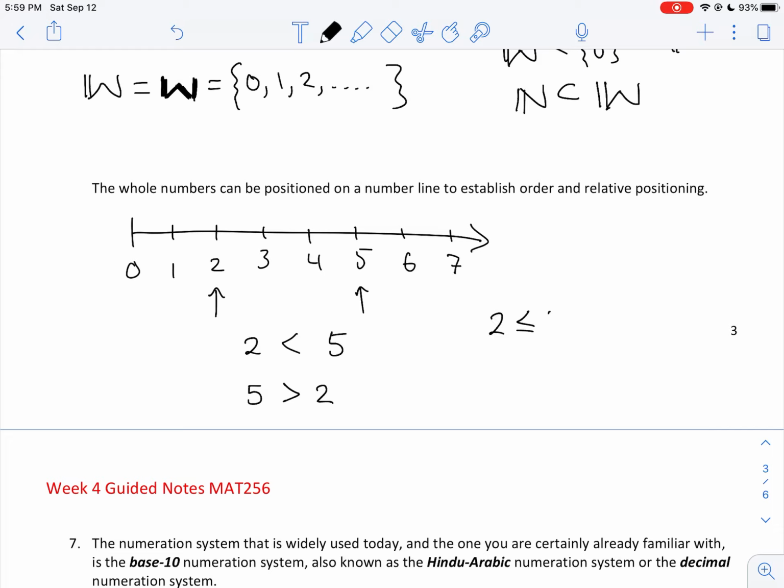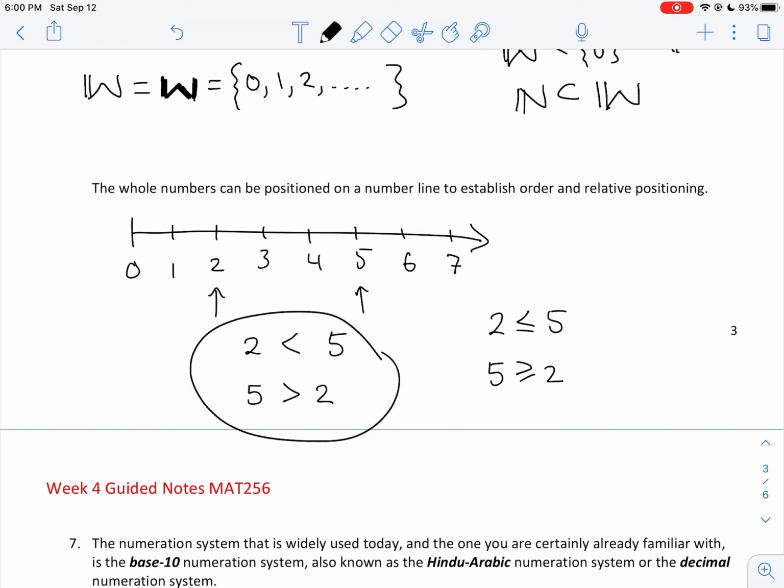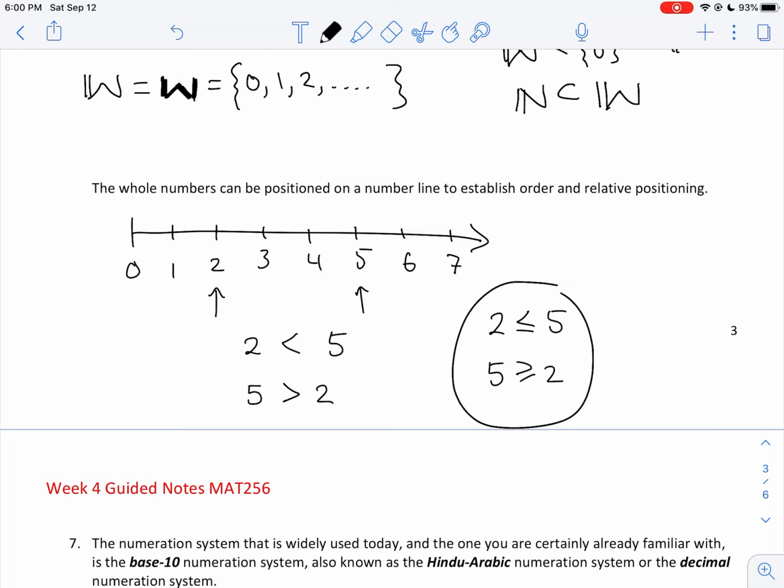Technically, you could also get away with this, because it is true that 2 is less than or equal to 5. It happens to be the less than part. So technically, you could also say this. But of these 4 options here, the ones that are most informative are these ones. Technically, these 2 statements are true as well.